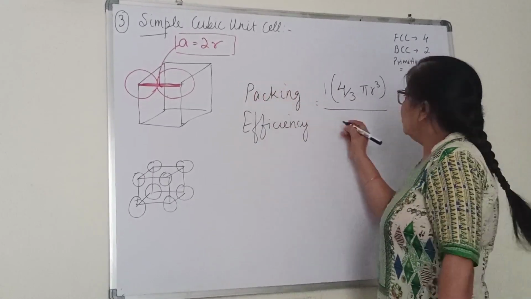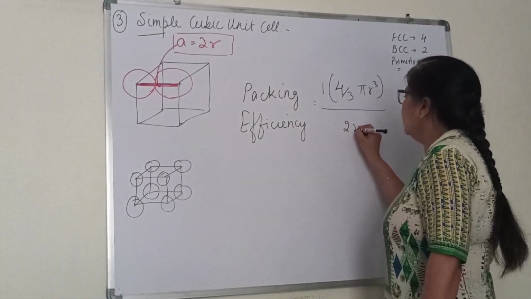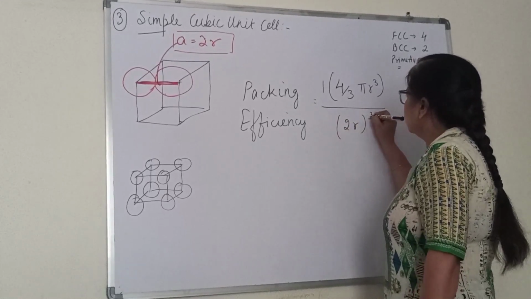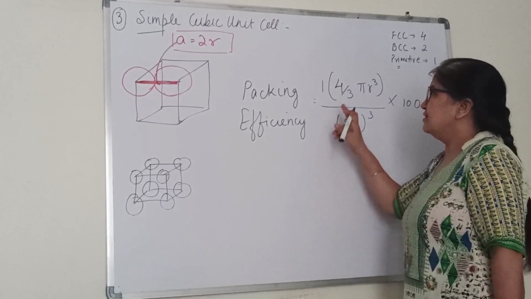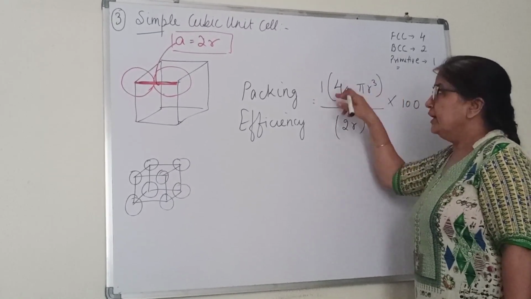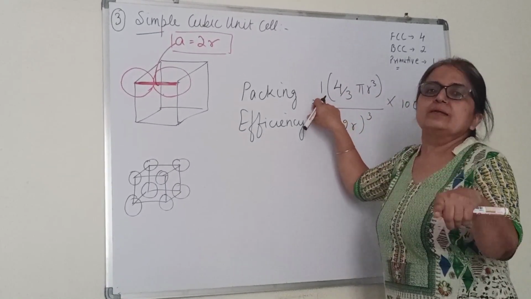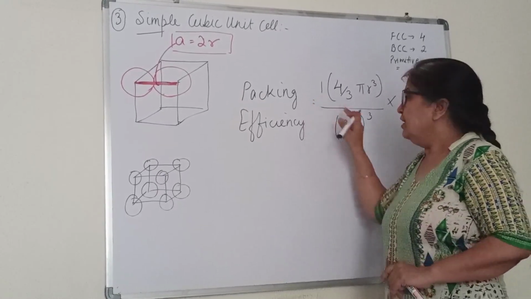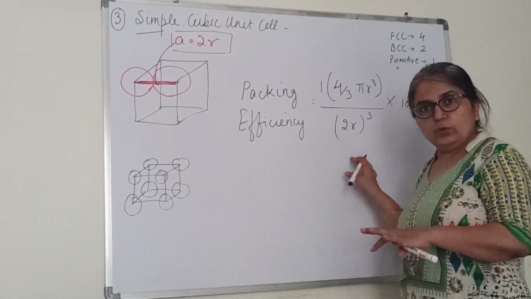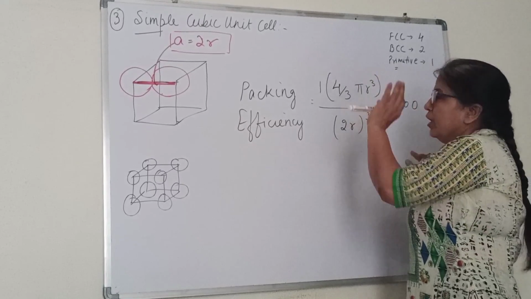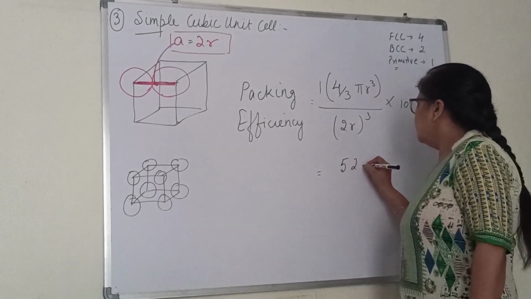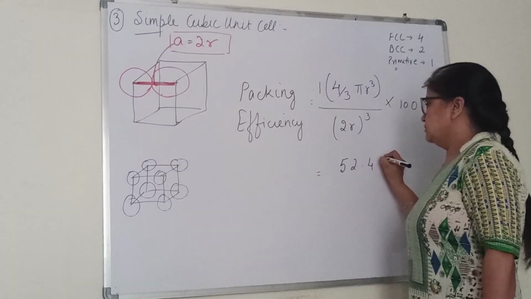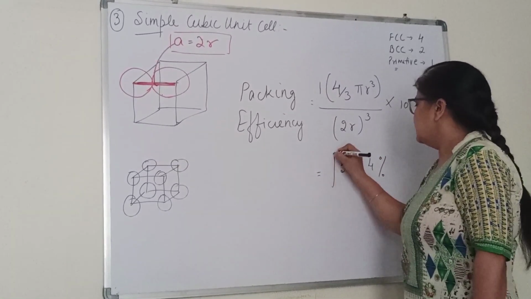What is the volume of this whole unit cell? A cube. Instead of a, I am writing 2r cube, into 100. Always packing efficiency is the same: 4 by 3 pi r cube into effectively how many atoms are there in that type of unit cell, divided by volume of the unit cell, and into 100. So when you solve this, you get the answer as 52.4%.